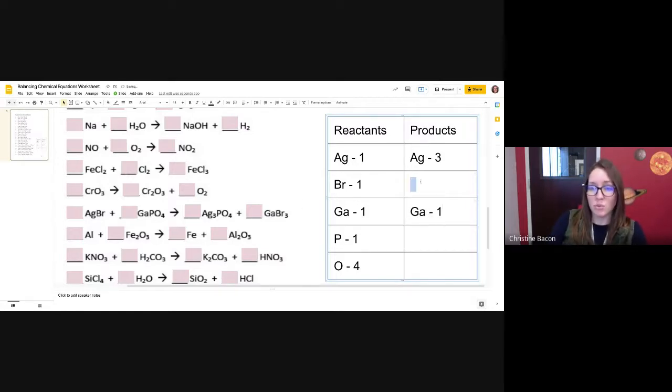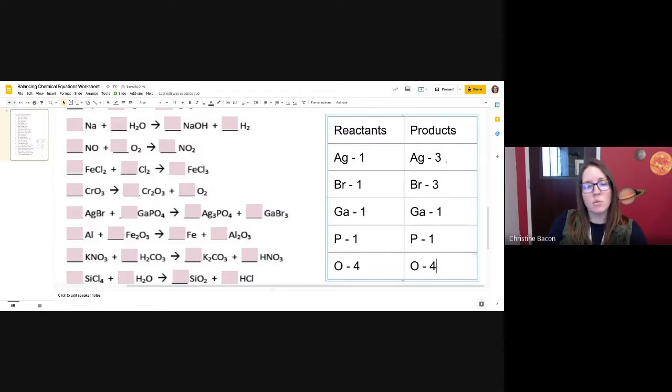Bromine, we have 3, because the subscript tells me there's 3 atoms of bromine in that molecule. Phosphorus, we still just have 1. And oxygen, we have 4. So right now, some of them are balanced and some of them are not balanced.